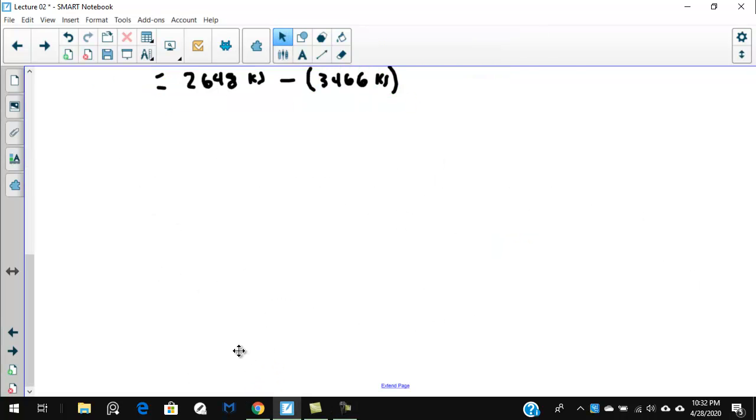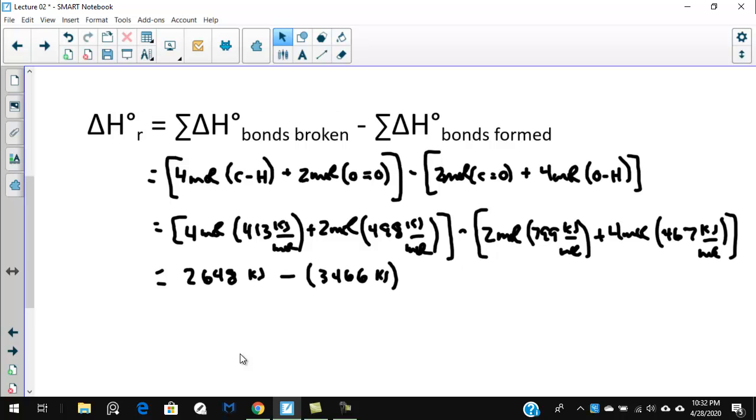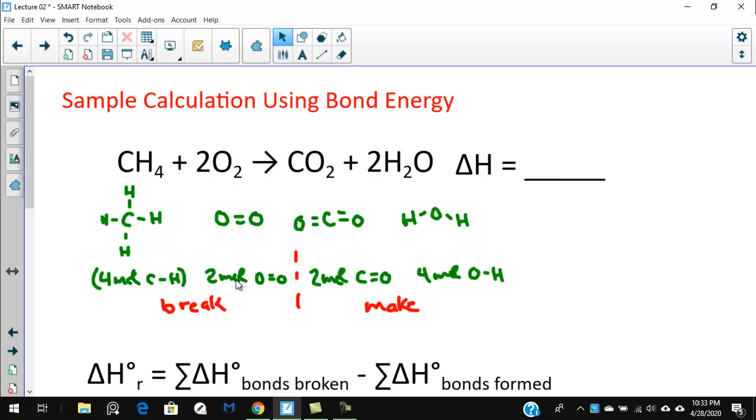it adds up to 2648 kilojoules on the bonds broken side, and 3,466 kilojoules on the bond formed side. So when we subtract those two numbers, we end up with 818 kilojoules with a negative sign out front. So the negative would tell us that this is an exothermic reaction, and the 818 tells us the magnitude for that reaction. It doesn't have moles on it any longer because we multiplied through by all the moles that were in the equation. So it's 818 kilojoules for this reaction as written.